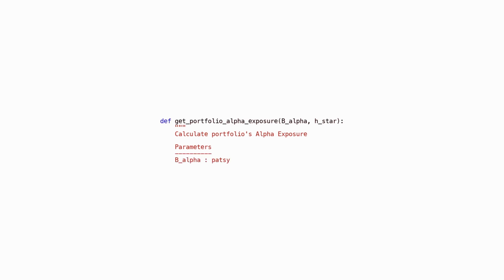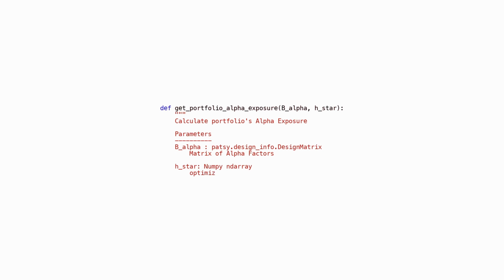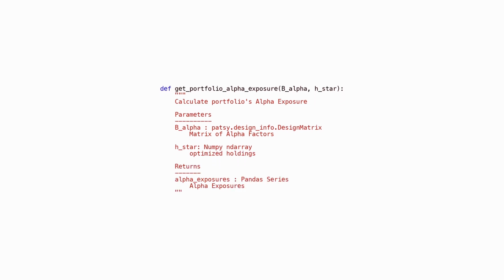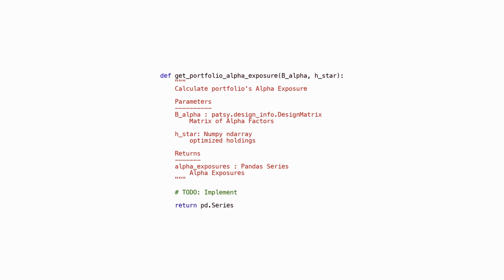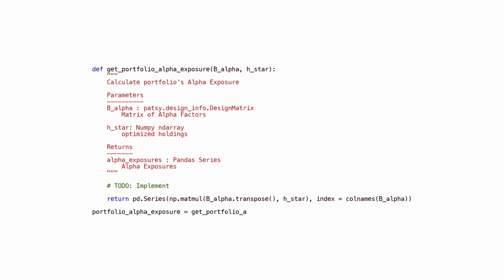This Python code defines a function called getPortfolioAlphaExposure, which takes two inputs, B alpha, a matrix of alpha factors, and H*, an optimized holdings array, and calculates the portfolio's alpha exposures. This function then returns a pandas series containing these alpha exposures. The function uses the NumPy library to perform matrix multiplication between the transpose of the matrix B alpha and the holdings array H*. It also includes a to-do comment to remind the user to implement this function.